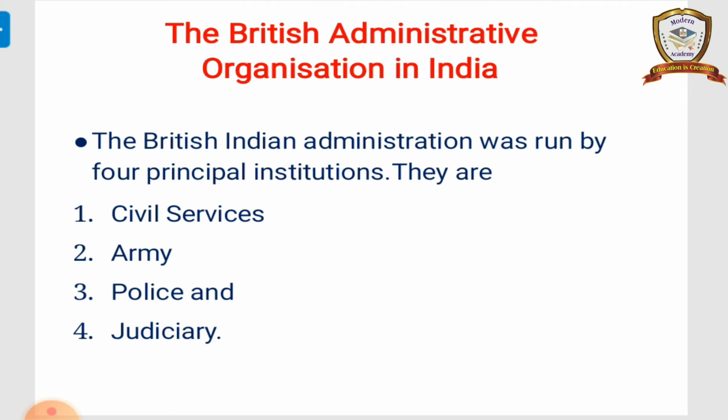British administrative organization in India. Now, how did the British capture and control our country? The British Indian administration was run by four principal institutions: civil services, army, police, and judiciary. They form the government. The first is the civil service, the second is the army, the third is the police, and the fourth is the judiciary.